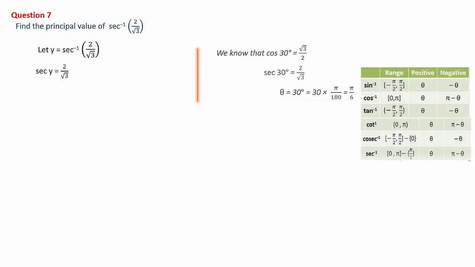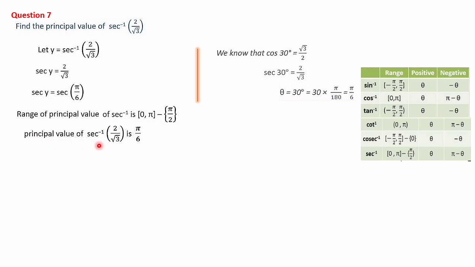And let's check the table here. Sec with a positive sign. So here sec means the principal value is positive, means just theta itself will be coming. So pi by 6 alone we will be taking. That is sec y is equal to sec pi by 6. Then let's write the range of principal values of sec inverse, closed interval 0 comma pi minus pi by 2. So clearly pi by 6 is included here. So principal value of sec inverse of 2 by root 3 is pi by 6.